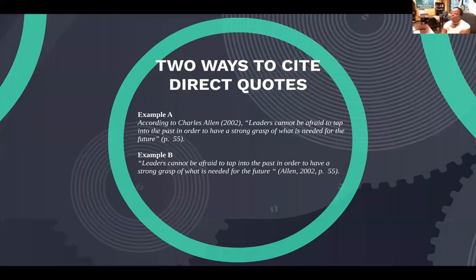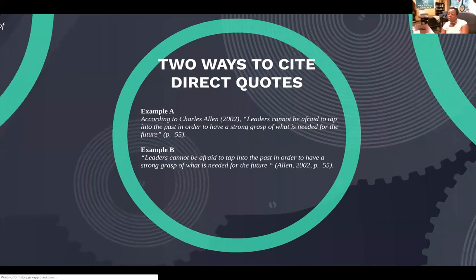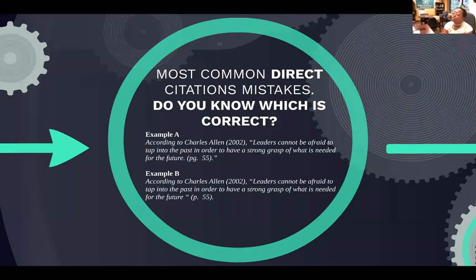All right. So if you look at example A, excuse me, I moved too fast. Let me go back and let me show you which one is actually correct. If you look, example B would be correct. You have the author's name, followed by the year, including the quotations, as well as the page number.